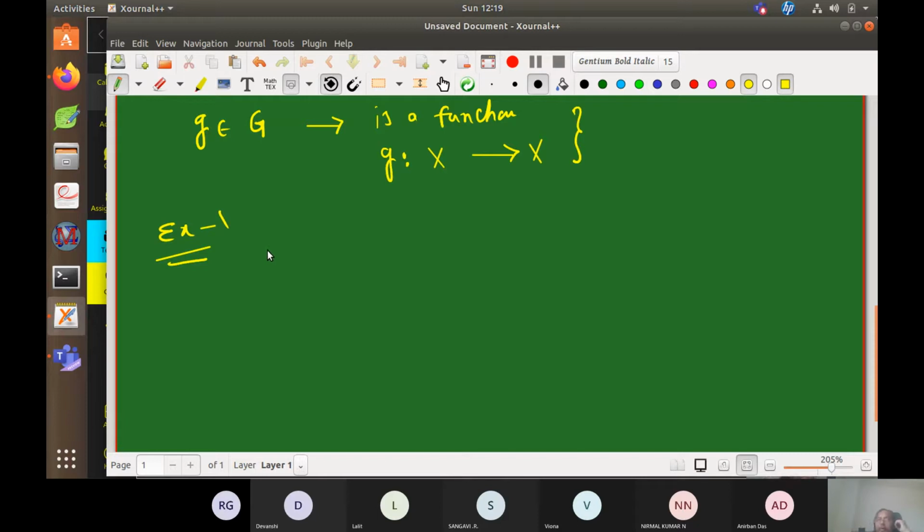Okay, no questions. Okay, let us take an example. My G is equal to {1, -1}, and my set X is equal to the set of real numbers. So what is the map I will do? Now I have to define a map. I am defining this g belongs to G.